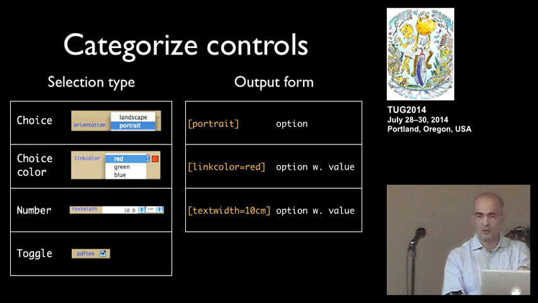Number, text width equals 10. Now I call that option with value. So those two are both option with value. So the output is the same way, they're both option with value, but they're different ways of selecting them. So basically you categorize these different things that you have to choose in a particular way and you have to write in another way.